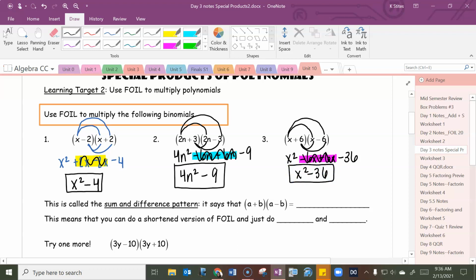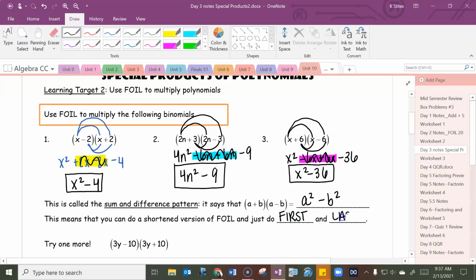So what's happening here is, if you notice, your outer and your inner are canceling every time, your second and third steps. This is called the sum and difference pattern, and it says that if you're doing a plus b times a minus b, it is just a squared minus b squared. This means we can do a shortened version of FOIL, and you just have to do first and last.